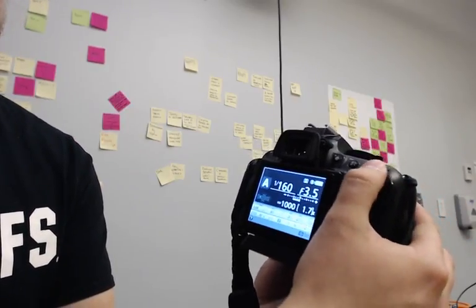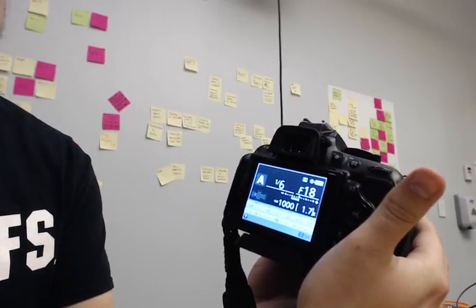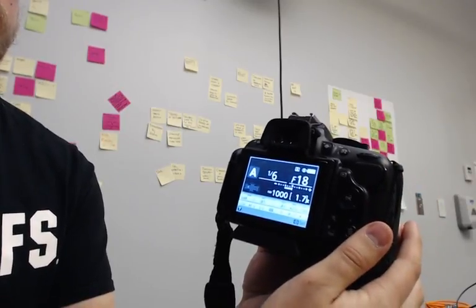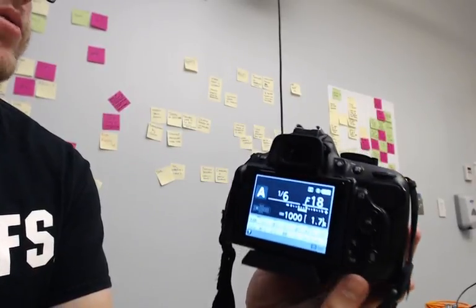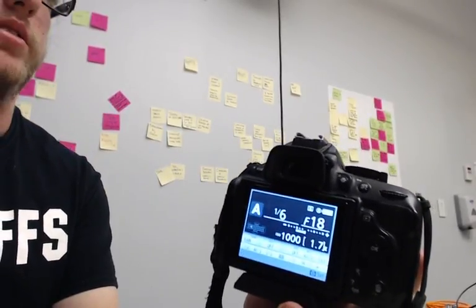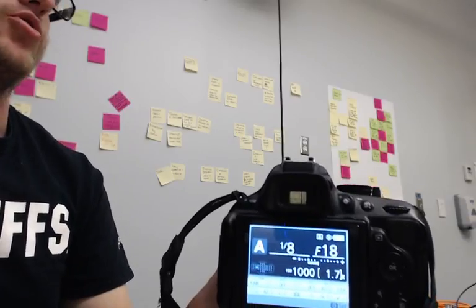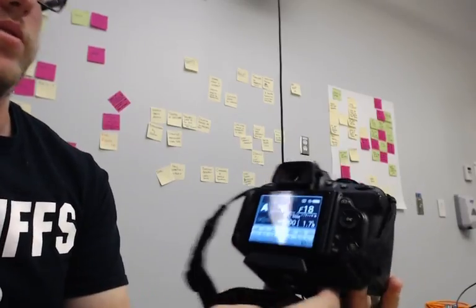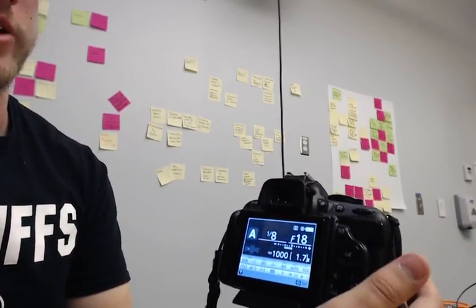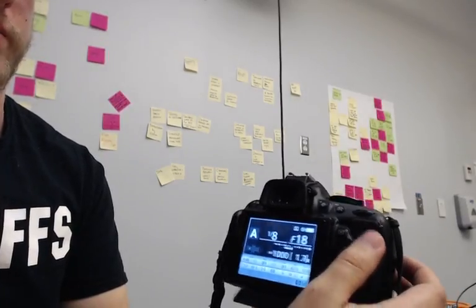However, if I want to go the other way, up to something like F18, that will make it so there's a very long depth of field. So I'm getting basically every single thing in the entire picture in focus. And that's really useful for stuff like landscapes, where you want every little tree to be in focus completely. So just think about what kind of picture you want to take, and then adjust the number accordingly.